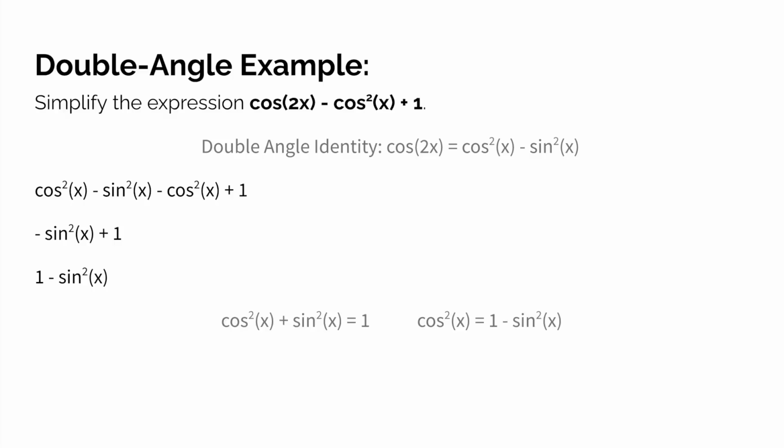Now, if we look at our basic Pythagorean identities, we can see that cosine squared plus sine squared equals 1. That's a very common identity that gets used a lot in this class. If we rearrange that identity in terms of cosine squared, we see that cosine squared x equals 1 minus sine squared x, and that's exactly what we had in our expression. Therefore, our expression simplifies down to cosine squared x.